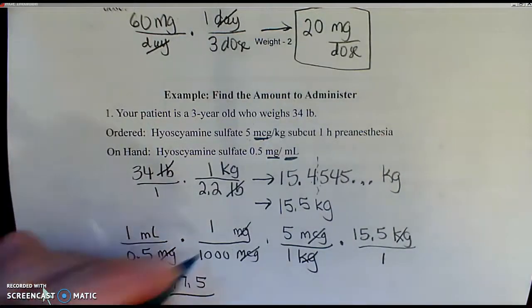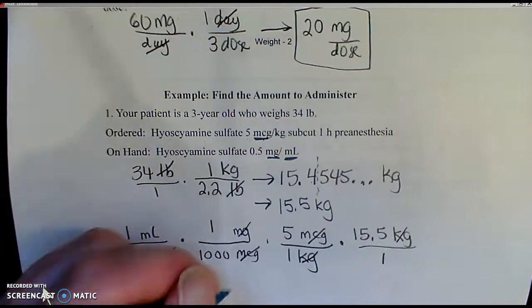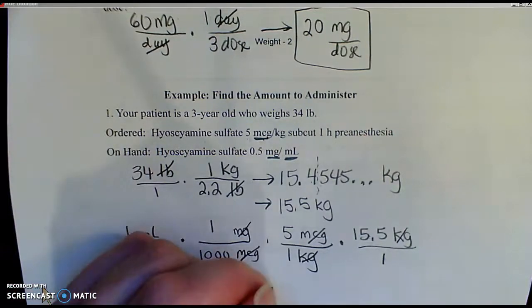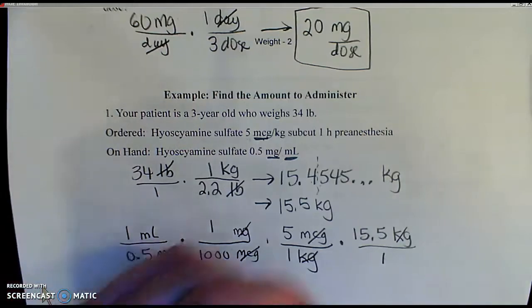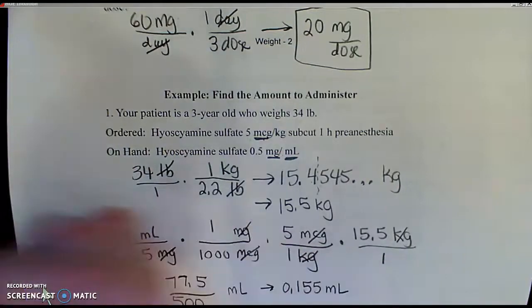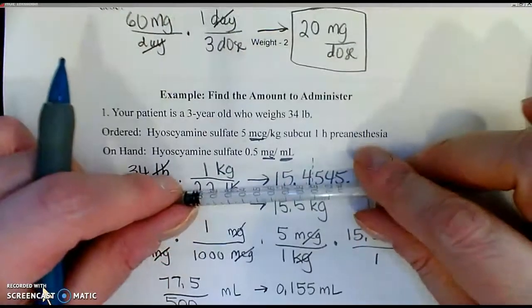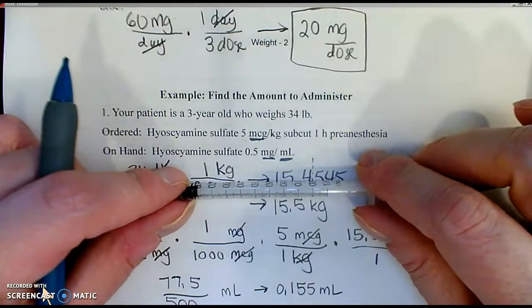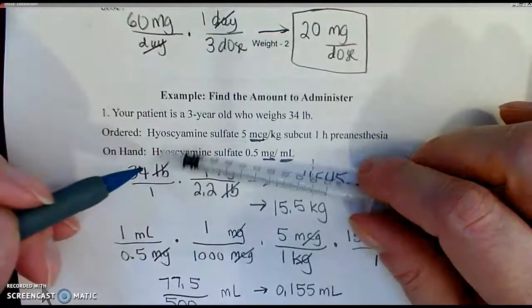And in the bottom, 0.5 times 1,000 is 500, and our units are milliliters. So now 77.5 divided by 500 is 0.155 milliliters. But if we look at the type of syringe we're using, we're going to use the smallest syringe possible to make it comfortable for the patient and to get as precise as we can.